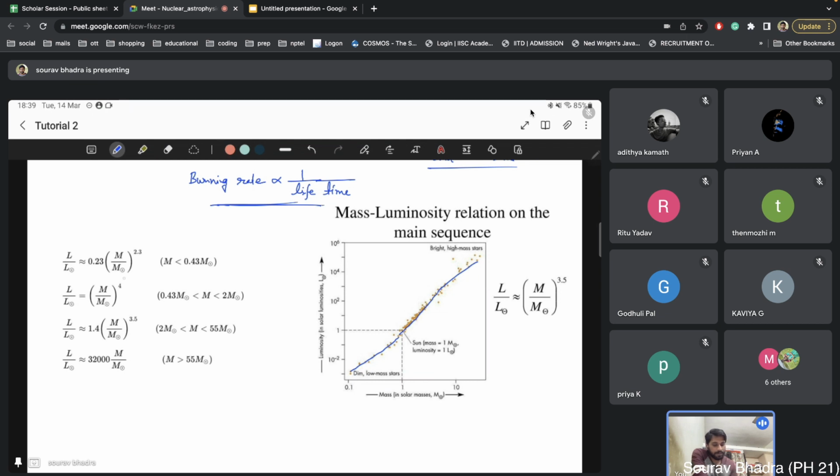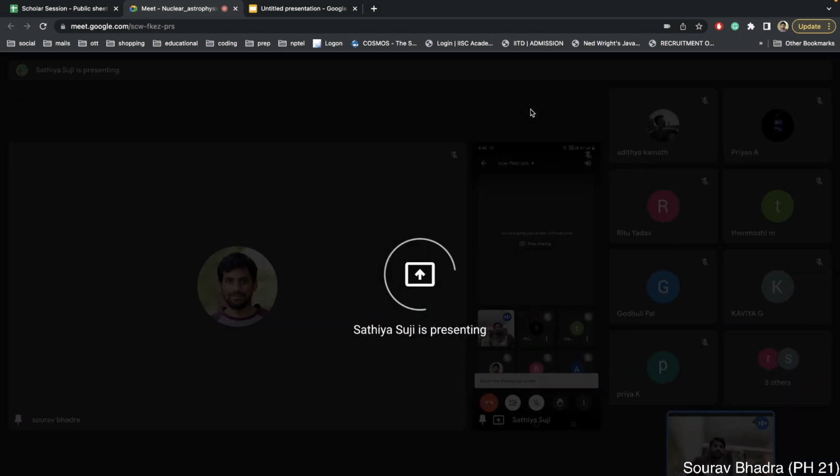That's why you can see that for a very small star which has mass less than 0.43, it goes with the factor 2.3, and if it is between 0.43 solar mass and 2 solar mass, it goes as 4, which has been taken in this particular problem. If it is greater than 2 solar mass and less than 55 solar mass, it is 3.5. And if it is very high mass, greater than 55 solar mass, then it is 1 actually. So you can see that this index is not fixed. It varies depending on the mass range.